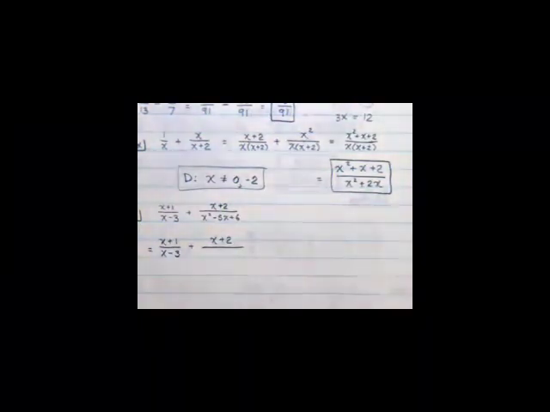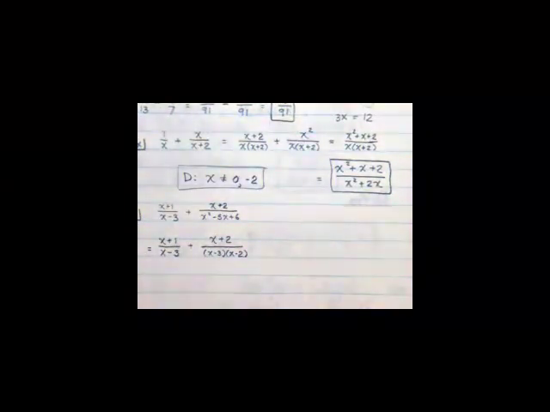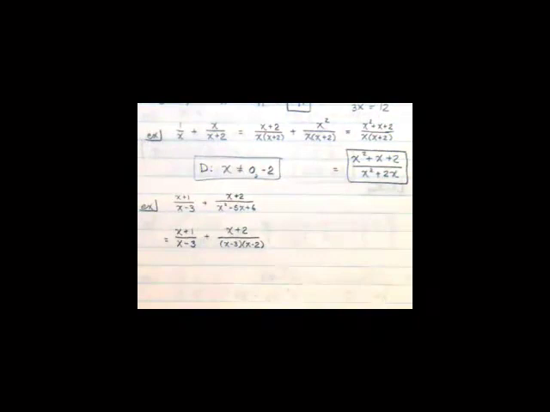And what does that factor to? X squared minus 5x plus 6 is x minus 3 times x minus 2. So looking at that now, what is the common denominator? X minus 3 times x minus 2.